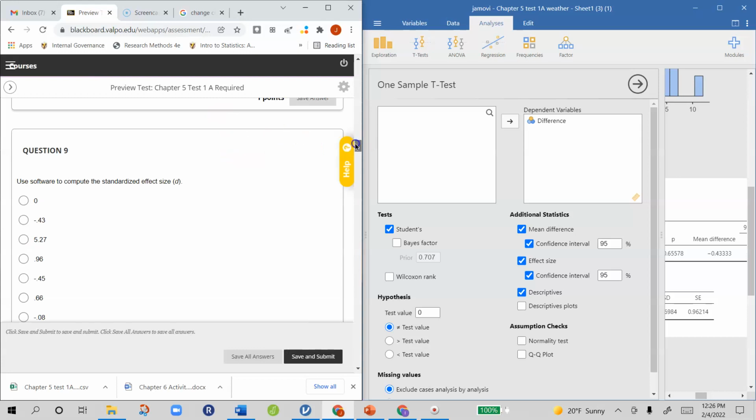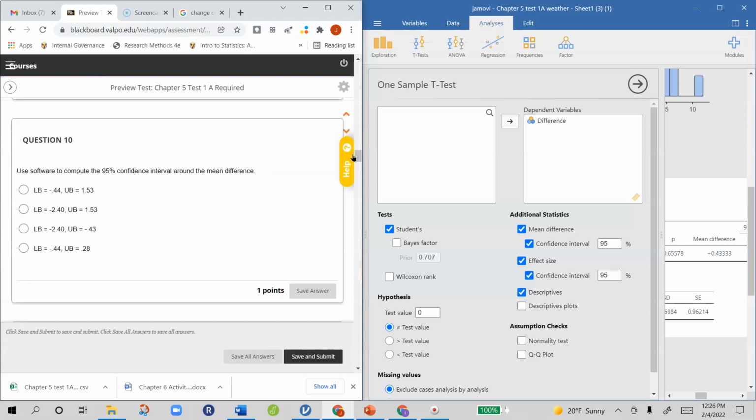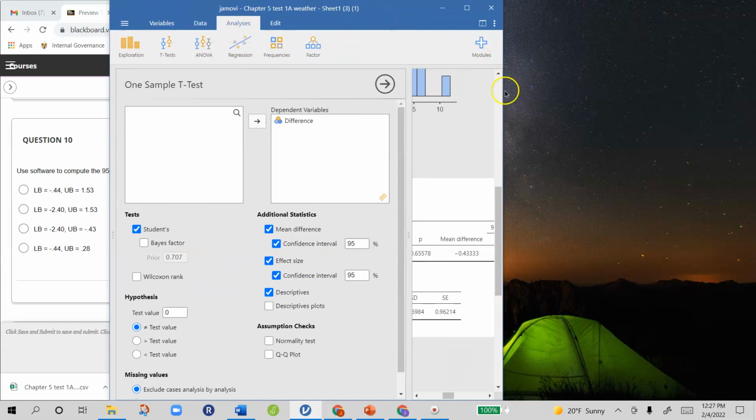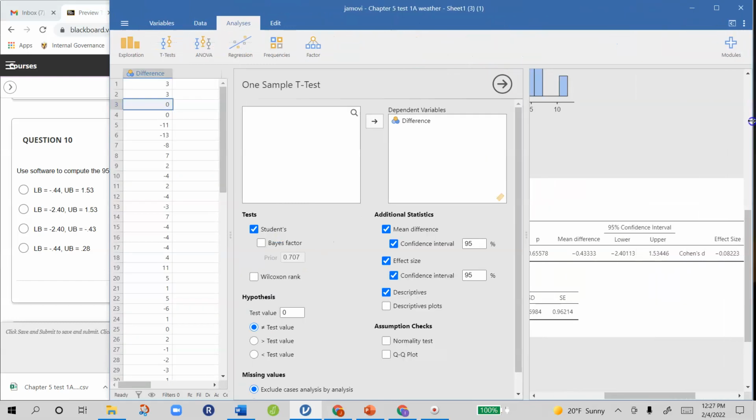Moving down, number 10, use software to compute the 95% confidence interval around the mean difference. And that is listed right here on your output. The lower bound is negative 2.40 and the upper bound is 1.53. So I'm 95% sure that the true mean difference is somewhere between negative 2.40 and 1.53. When I say the true value, I mean the population value.